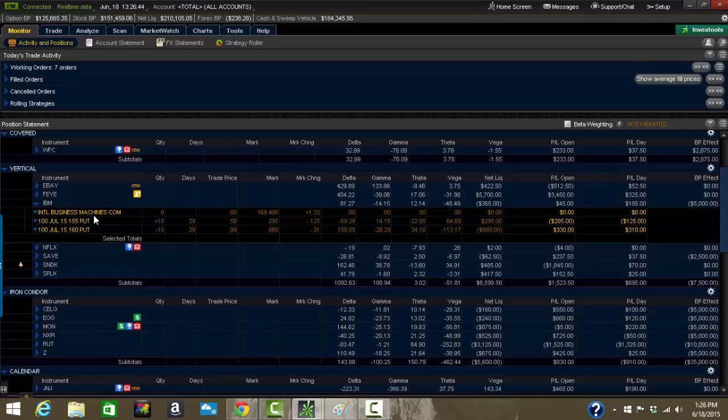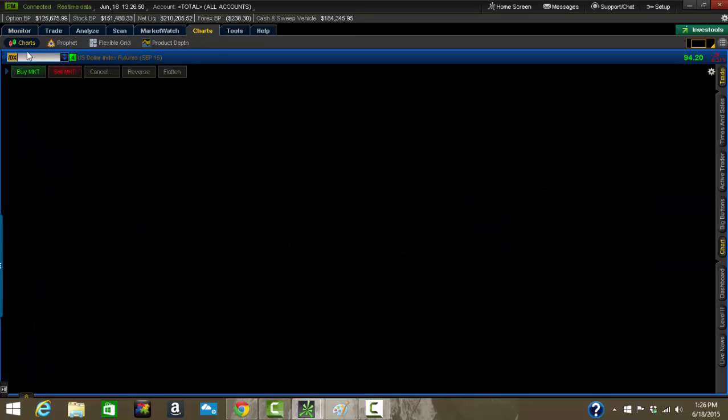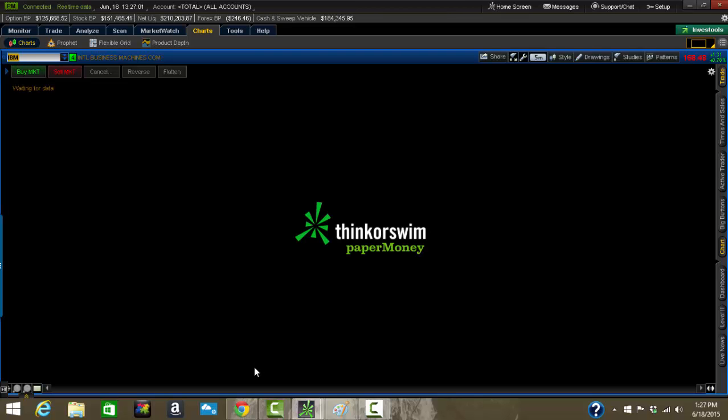Now, let's start with manual management. What does that mean? Well, the first thing it means is that you have to go in and do it. Basically, when something happens that would prompt your rule to get out of a spread, you would go in and manually get out of it. That's what I mean by manual management.